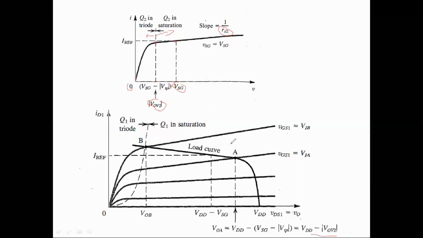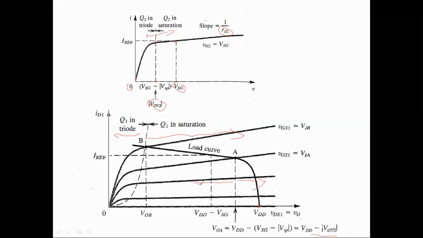Now similarly for the N MOSFET, this is the beginning of the saturation. Before this point, Q1 is in the triode region. This side is saturation. Just see here, this side is the saturation of Q1, and this side is the triode of Q1. Similarly for Q2, this side is triode and this side is saturation.